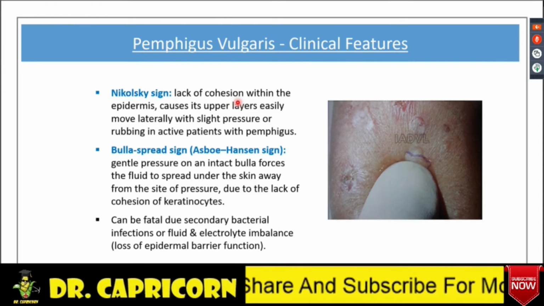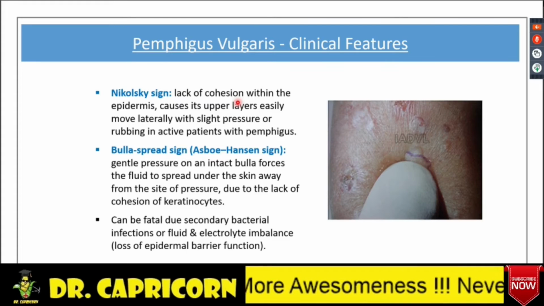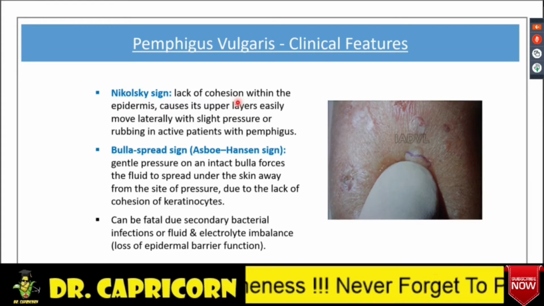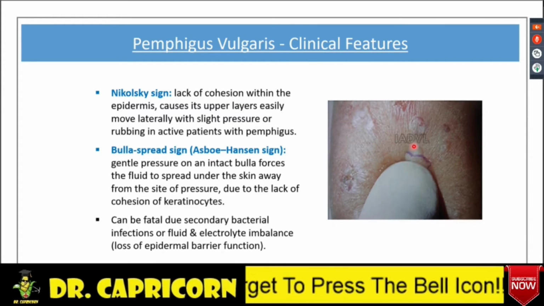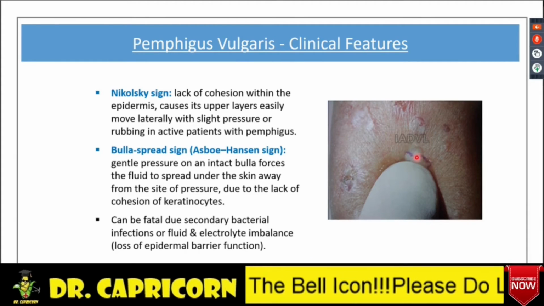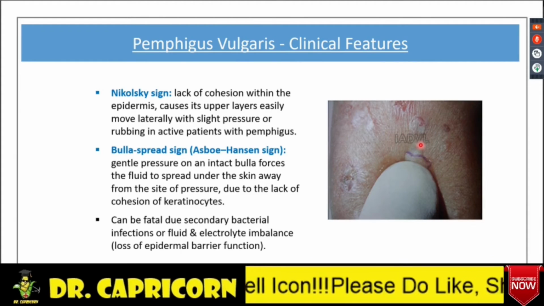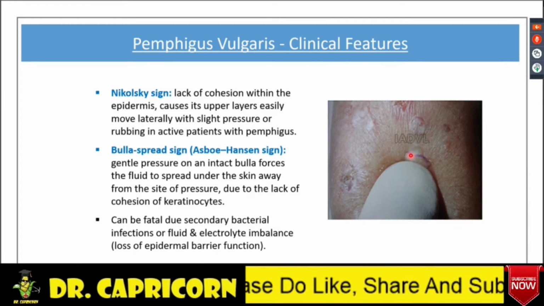That means there is lack of cohesion within the epidermis. Now, the second sign is called the bulla spread sign or Asboe-Hansen sign. This is very important. You can get an MCQ on the Asboe-Hansen sign. This is basically done in the center of the bulla. You mark the bulla with a pen before pressing it. You can see the boundaries, and it spreads beyond the marked lesion. So that means the lesions are active.